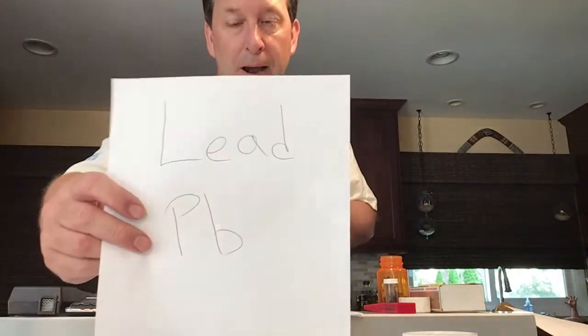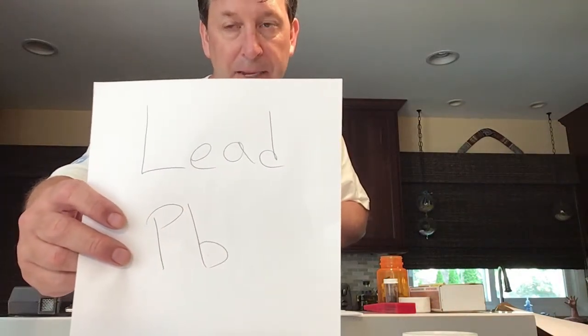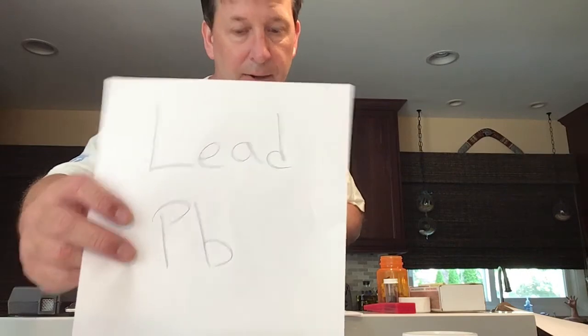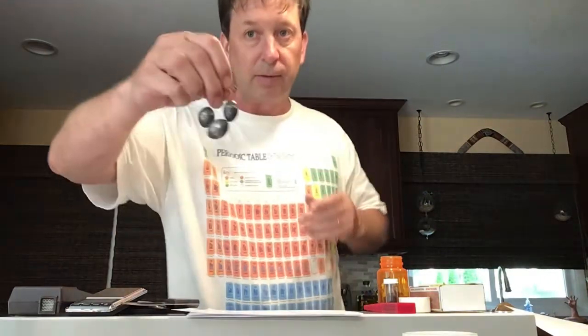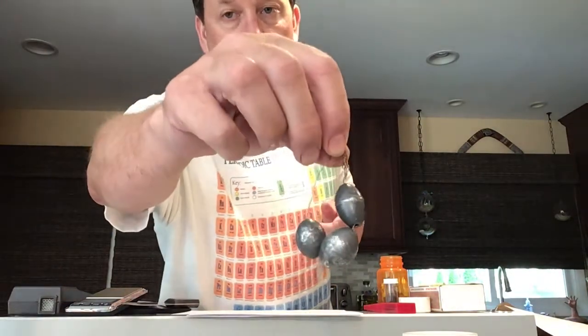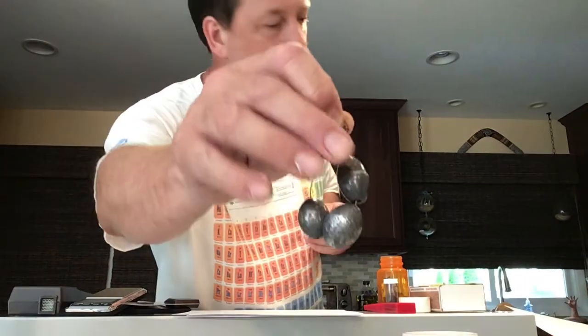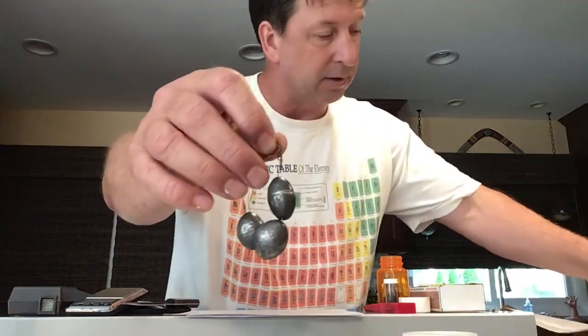Our next element is lead. Lead comes from plumbum, another Latin name, Pb. It's been around for a long time. So let's go take a look at some samples of lead. If you're on the bass fishing team, you would have used some lead sinkers. Here they are. They're relatively heavy. It's not a shiny metal, but more of a dullish gray metal. So here's some samples of lead.